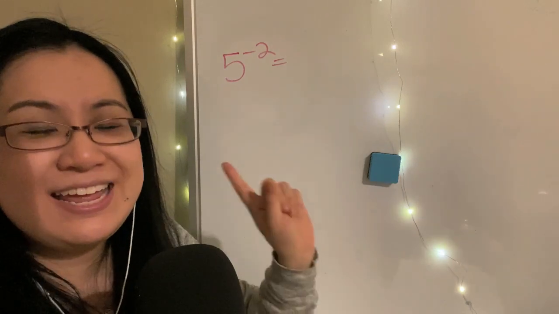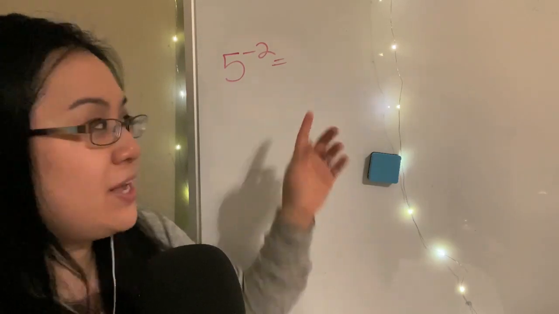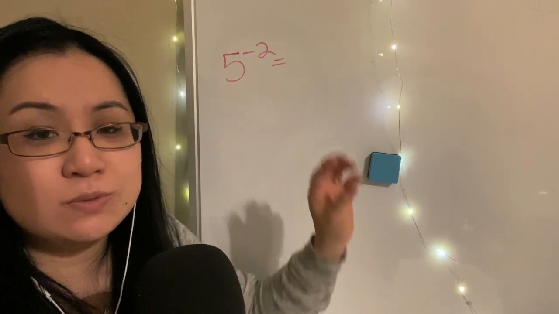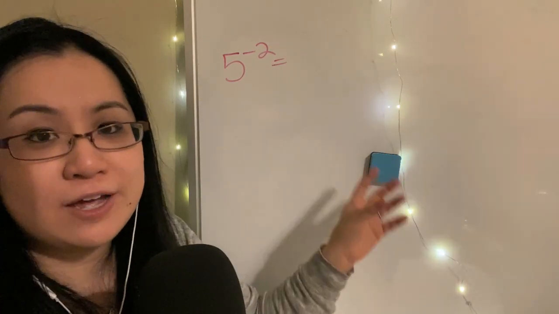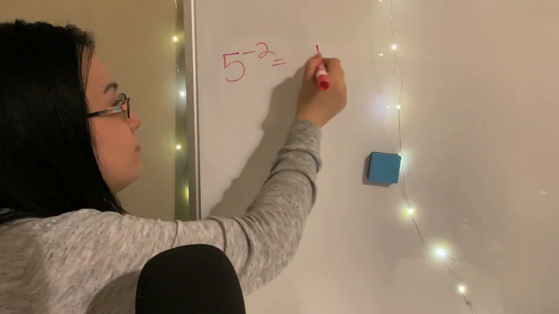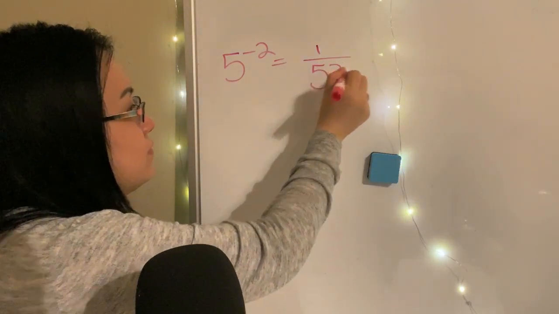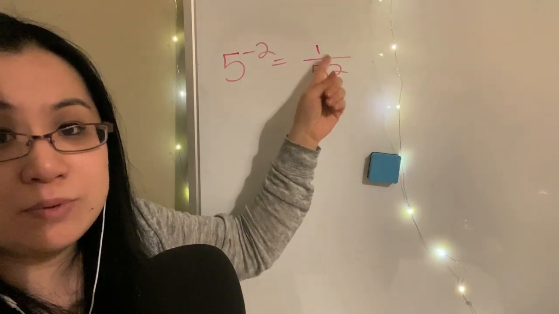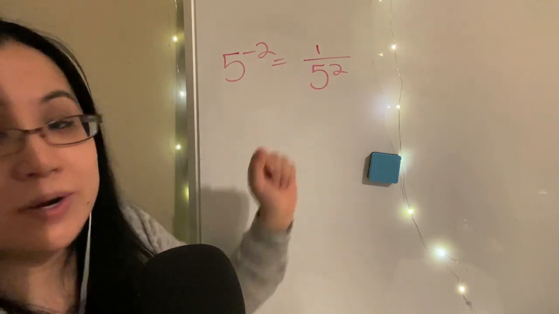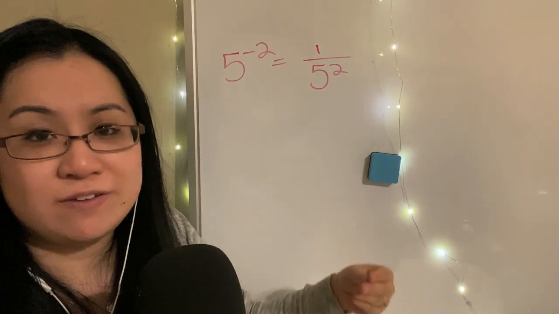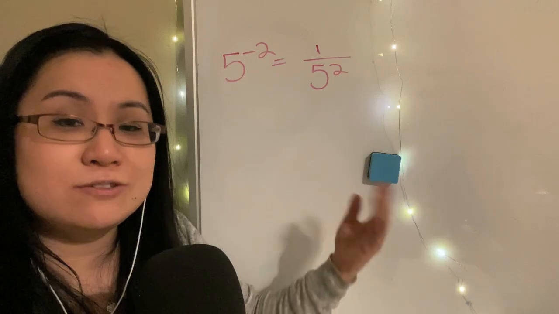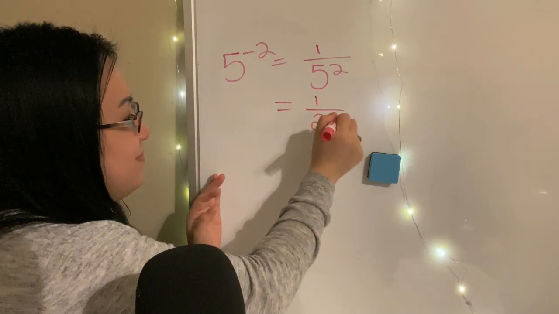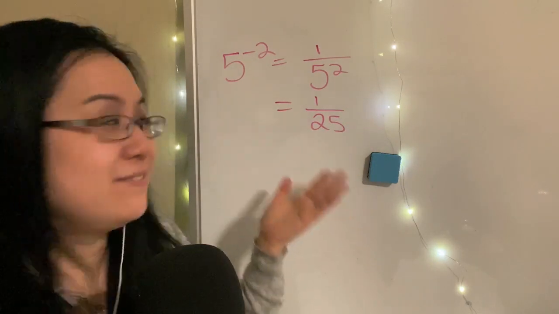We have a rule, and that is if we have a negative exponent, we just flip it to be a reciprocal. So we just do 1 over 5 to the positive 2. We just make that negative down in the bottom, and we keep 1 over 5 squared. So 5 squared is going to be 5 times itself twice. So 5 times 5 is 25. So 1 over 25 is our answer.